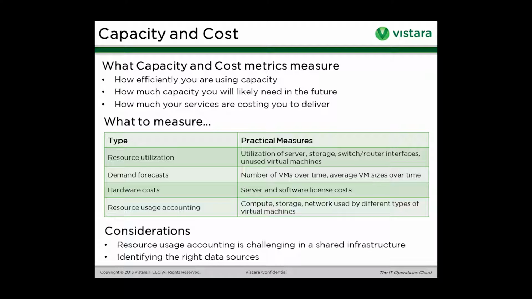And then increasingly more, this is going to be more important with public cloud, is you need to know what your services are costing you, because you've got another option in the public cloud. For certain kinds of workloads, for certain kinds of scenarios, it may be cheaper to go to the public cloud. So you need to know what your services are costing you in terms of the services that you're delivering.